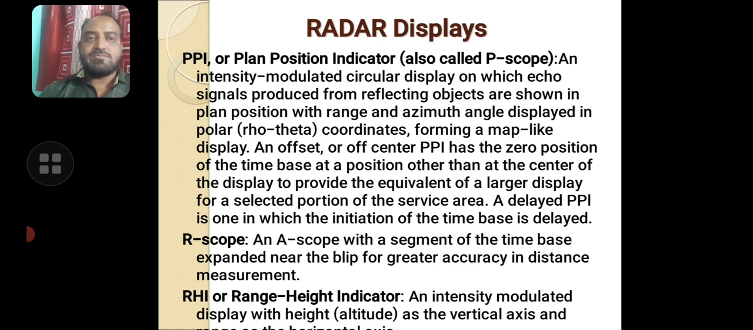Next is R-scope. R-scope is an A-scope with the time base expanded near the blip for greater accuracy in distance measurement. Wherever there is a blip, we can expand its time so that we can have an even clearer picture, which is not possible with A-scope. This is an extended version of the A-scope. RHI indicator means R stands for range, H stands for height: range height indicator. This is an intensity modulated display with the height or altitude as the vertical axis and range as the horizontal axis.